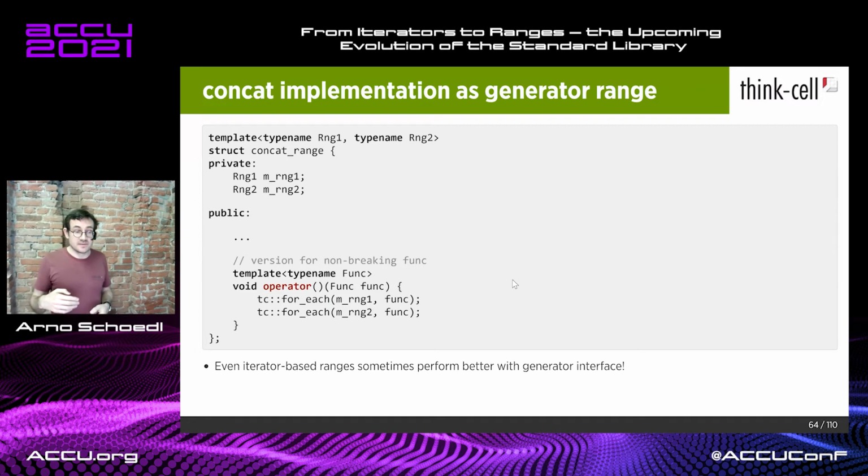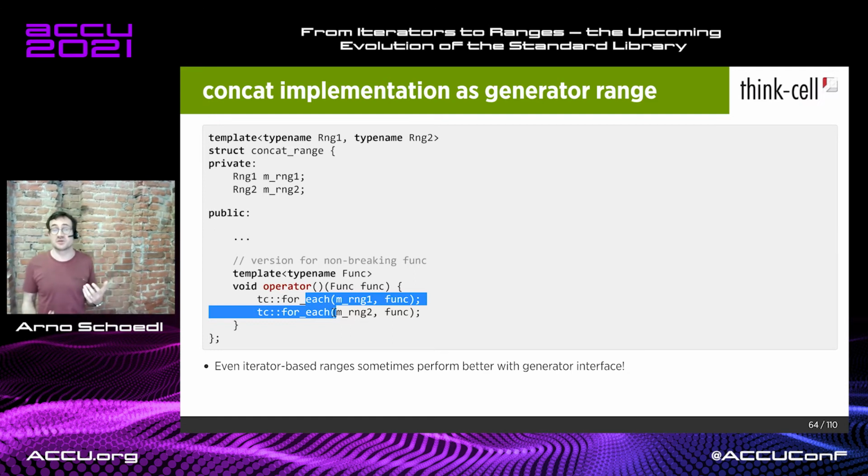So the thing to take away here is that even for iterator-based ranges, sometimes the generator interface is actually higher performing than the iterator one. And if you only need a generator, then you want to pick the generator. If I only need a for each over a concat, this implementation is always better than the one that uses the iterators. And you can make that choice automatically in the library, so that the user is completely oblivious.